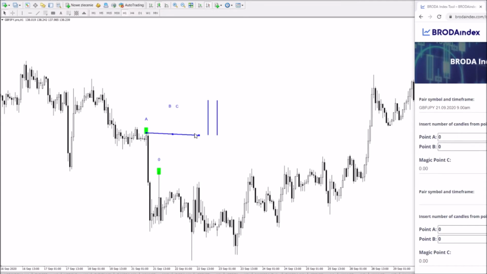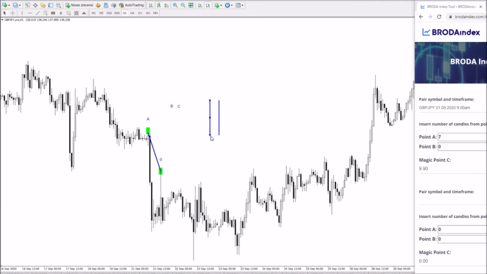We start by drawing the first line. This is the easiest way to calculate the number of candles between 2 points. By changing the position of the end of the line, you can see the distance. Here, the distance of point A from point 0 is 7. We enter this number into the BRODAIndexTool calculator.